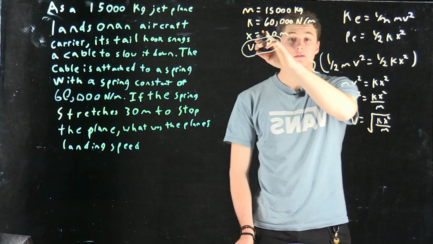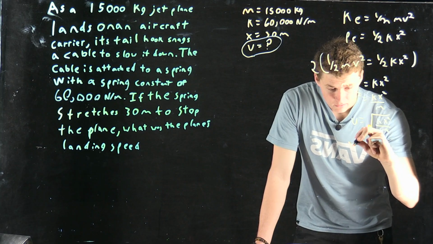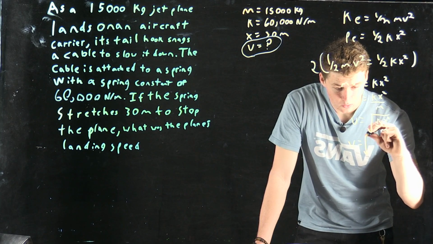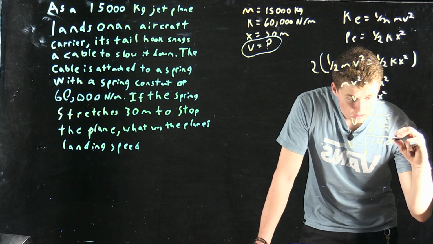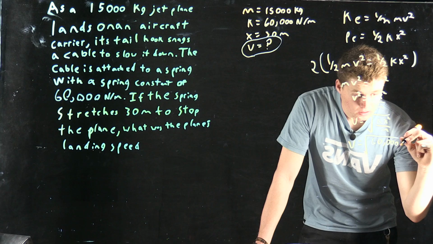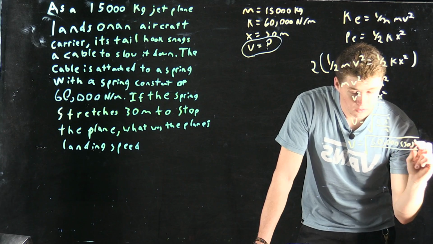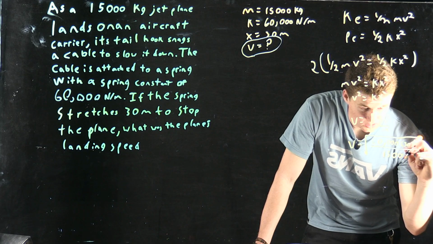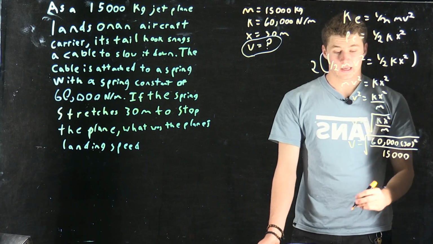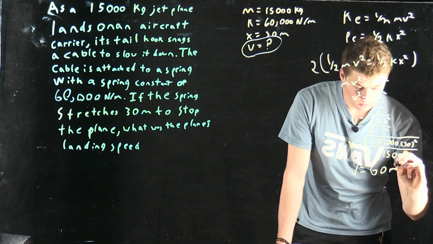Then we're going to take all these values that we found from the problem and plug them in right over here. We're going to get v is equal to the square root of 60,000 Newton meters times 30 squared over 15,000, excuse me. And that's going to simplify easily down to v equals 60 meters per second.